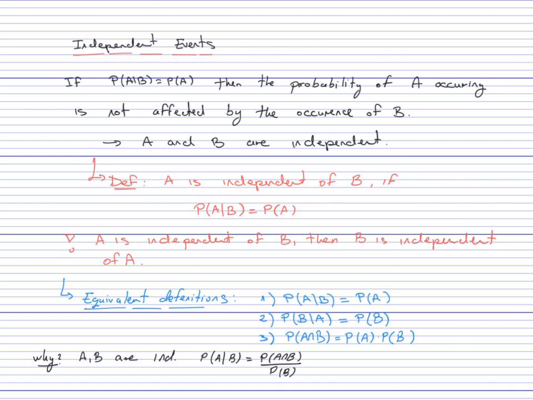But if A and B are independent, that means that the probability of A given B is exactly the probability of A. So from here we can write that the probability of A given B, that's exactly the probability of A, equals the probability of the intersection over the probability of B. Now by using algebra, we can multiply by the probability of B. And from here we get that the probability of the intersection equals the probability of A times the probability of B. So that's exactly why it's an equivalent definition to the idea of independent events.